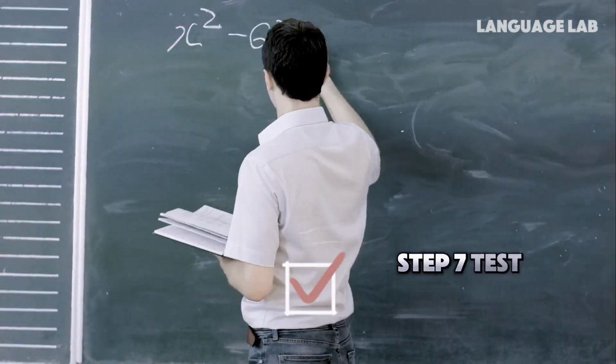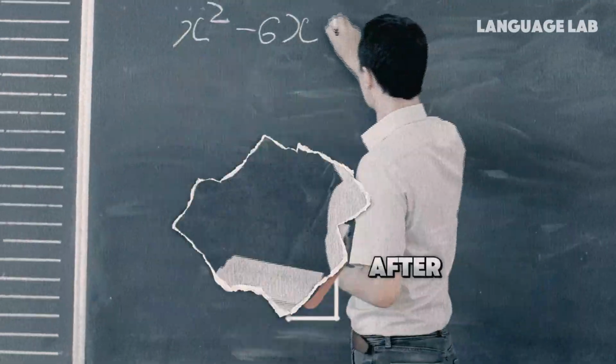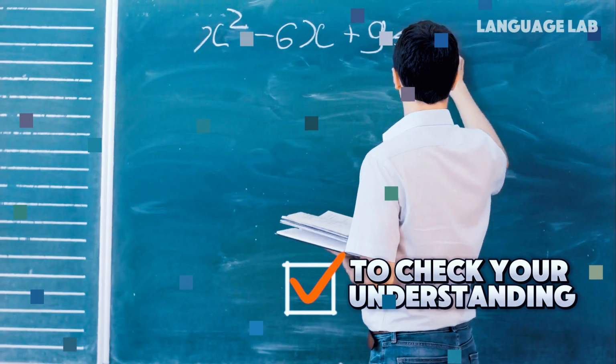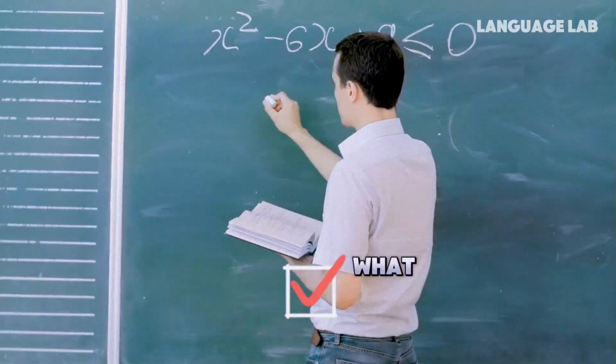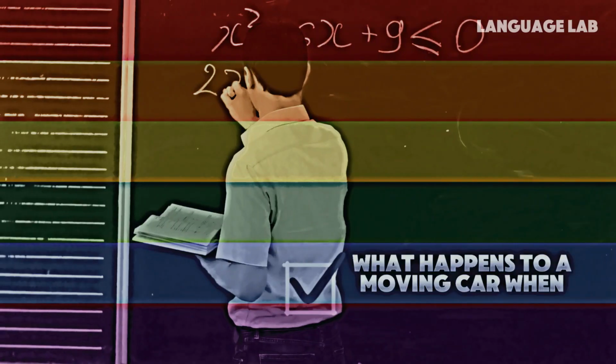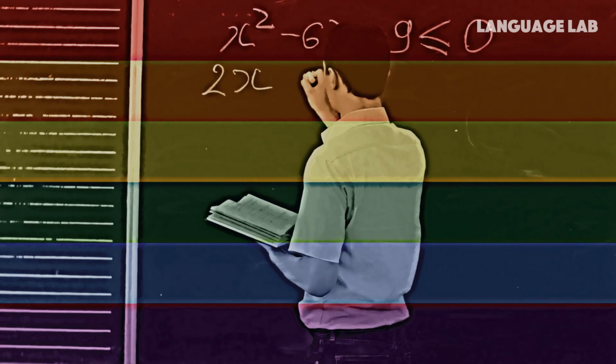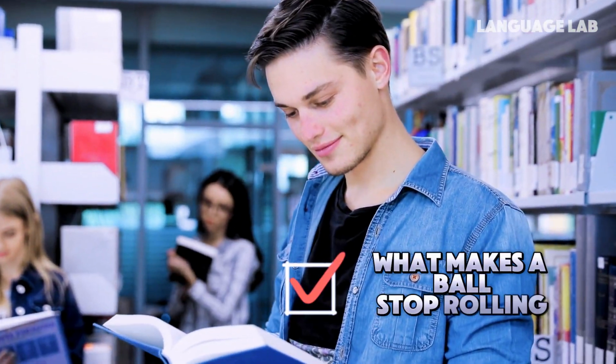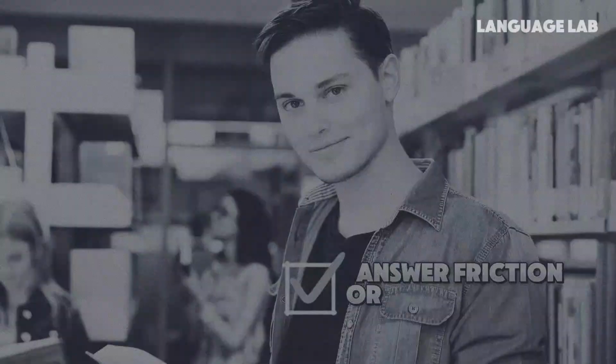Step 7. Test yourself with questions. After studying, ask yourself simple questions to check your understanding. Example: what happens to a moving car when no force is applied? Answer: it keeps moving at the same speed and direction. What makes a ball stop rolling? Answer: friction or another force.